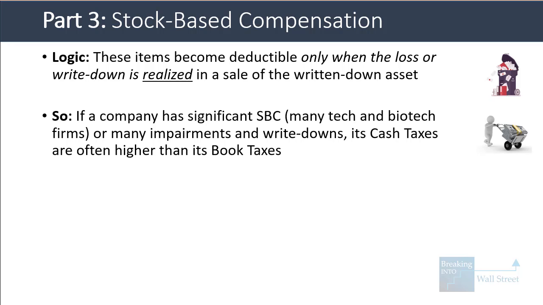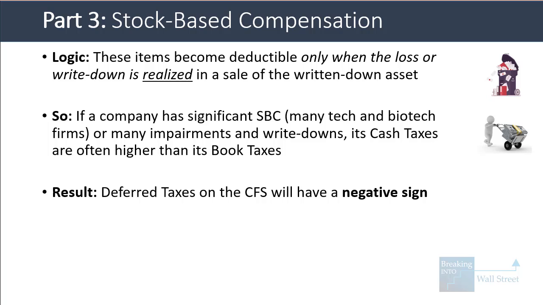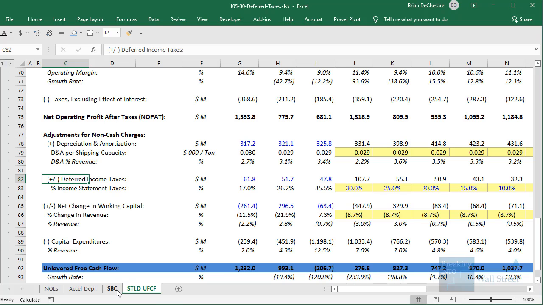If a company has significant stock-based compensation, like many tech and biotech firms do, or it has many impairments or write-downs, its cash taxes are often higher than its book taxes because these types of items are not immediately tax deductible. The result is that deferred taxes on the cash flow statement will have a negative sign. Let's go into Excel and take a look at an example of this. I'll go to the SBC tab over here.